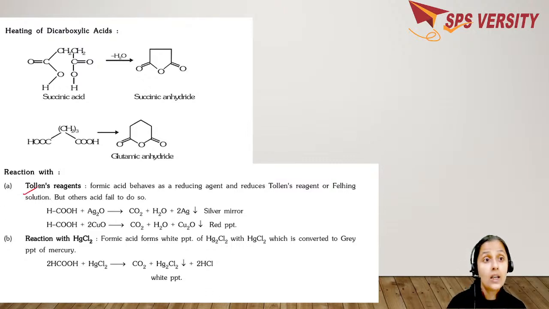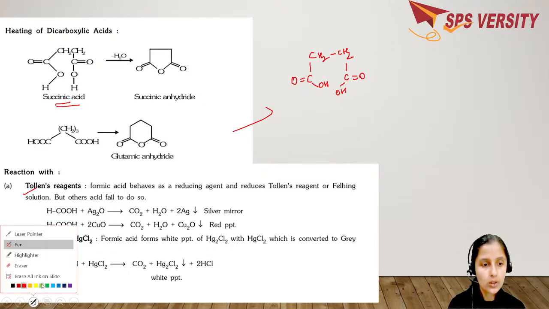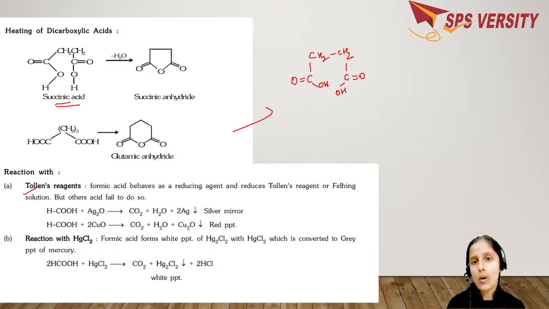If you take the dicarboxylic acid, for example, succinic acid, I'll write it this way: CH2CH2, C double bond O OH, and then C double bond O OH. This is succinic acid, which is a dioic acid where you have two carboxylic groups attached to the same compound. A water molecule gets eliminated from here, and what is it that you are going to get?